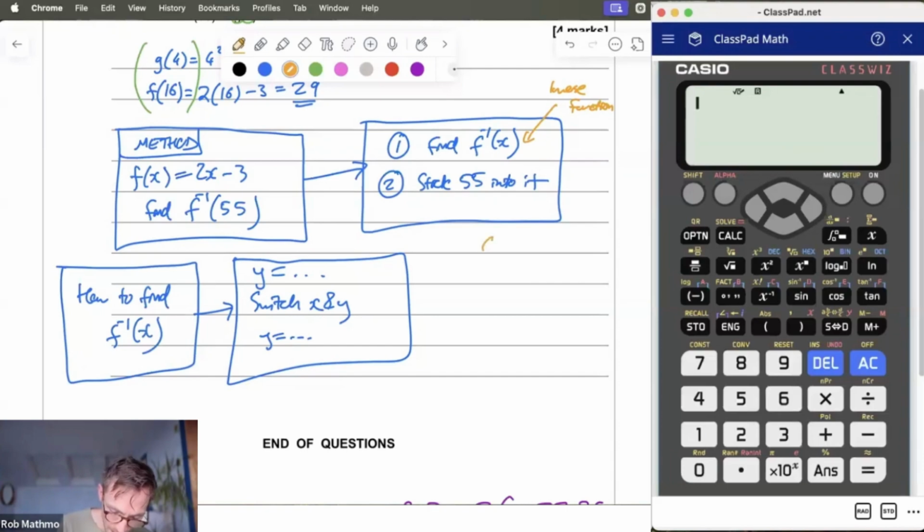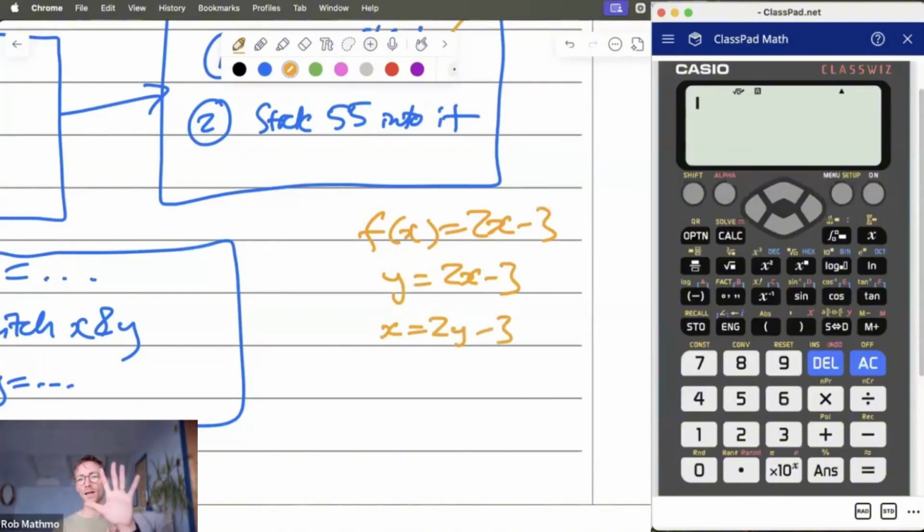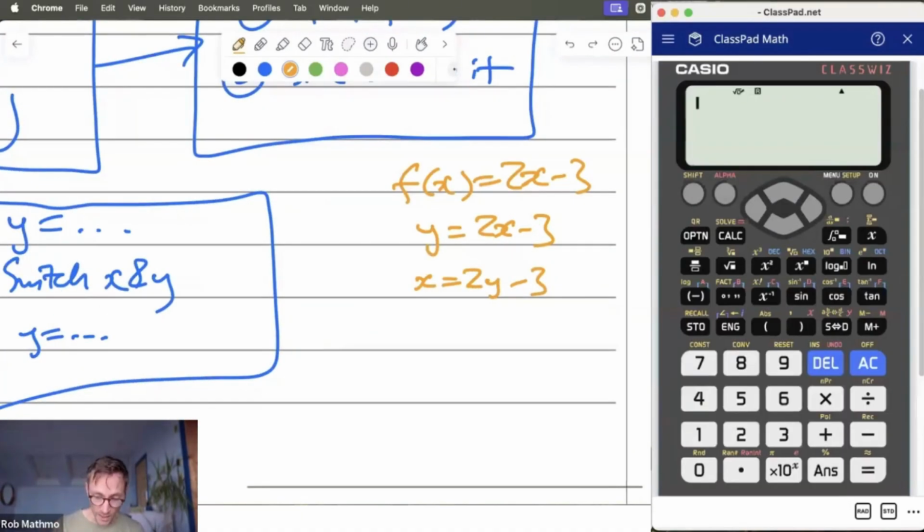Okay, so f of x equals 2x minus 3. And what I'm trying to do is find the inverse function. So the first step here is just write it as y equals. So I'm going to go down here and just write y equals. Then switch x and y. So just swap x and y. Replace any x with y and any y with x. And the third step is get it as y equals again. But now you've got to rearrange it to get y equals.